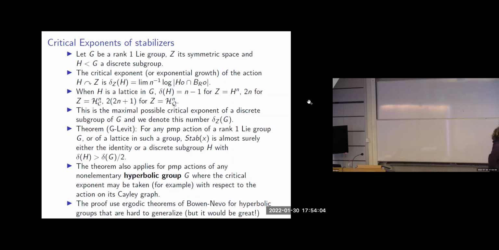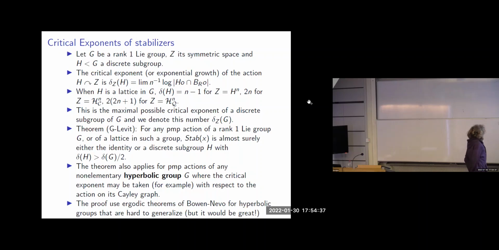So that's rank only groups. Well, maybe there's not that many of them. It also implies for probability measure preserved actions of any group that doesn't have a finite subgroup isomorphic to Z, hyperbolic group, where the critical exponent, so these balls are taken with respect to the action on its Cayley graph.